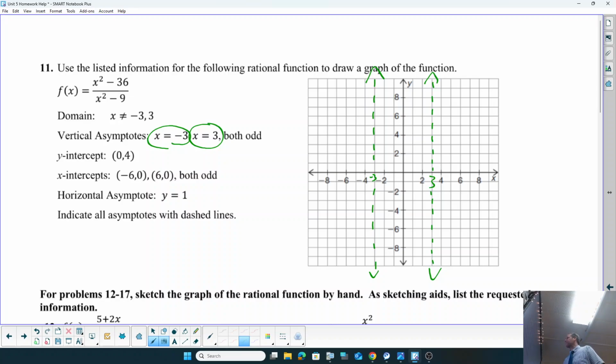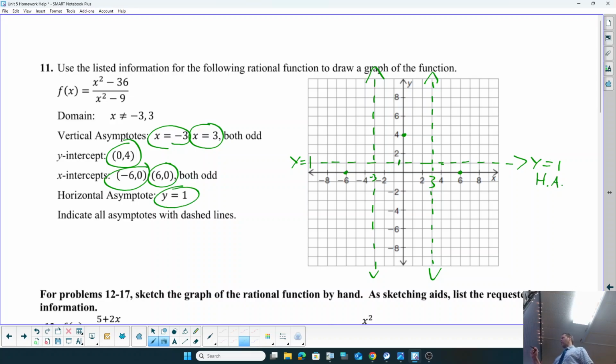Let's take a look. We have a y-intercept at 0, 4. That's way up here. We also have x-intercepts at negative 6, 0 and positive 6, 0. They're both odd. Then the horizontal asymptote is at y equals 1. That's the y equals 1 line, which is right here, for the horizontal asymptote. Good.